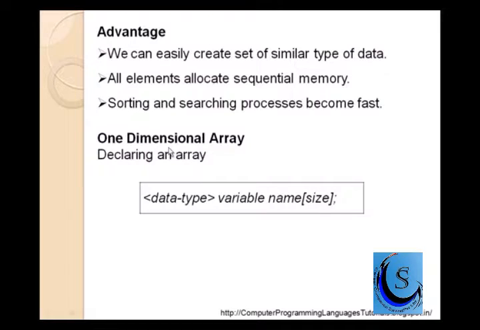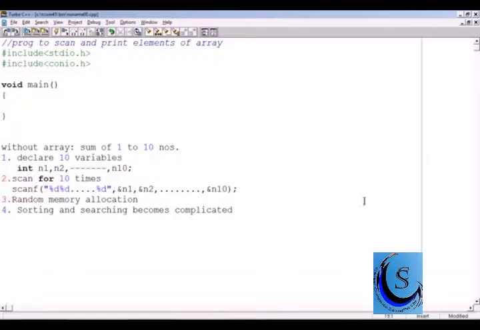Due to an array, what are the advantages? We can easily create a set of similar type of data. All elements are allocated sequential memory and the sorting and searching process becomes fast. Let us compare this point to our previous points with an array. The first point is declare: you need to declare only one variable, but it must have a size.